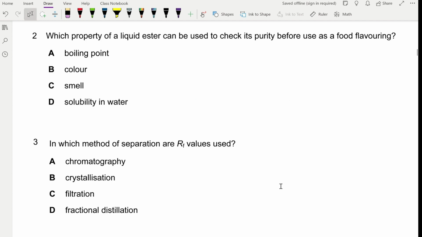Question 2. Which property of liquid esters can be used to check its purity before use as a food flavoring? So checking purity can be done by measuring the melting point or the boiling point. This goes for any substance. If the ester is pure, then the melting point and the boiling point will be sharp, and it's exactly as the pure ester, or we call as the standard. But if the ester is not pure, it will melt or boil at a range of temperature.